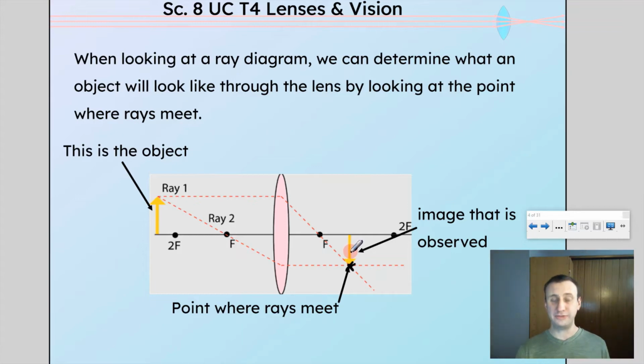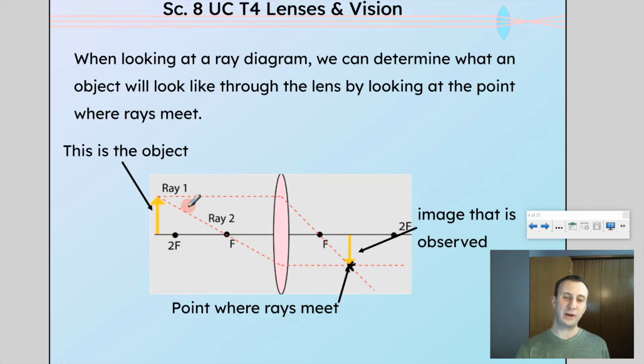So for this particular lens, this double convex lens, I would actually see an inverted object, okay, because it's going to be upside down. That's why it's going this direction instead of up. And it's going to be smaller, which we call diminished. So it's going to be smaller at this point.